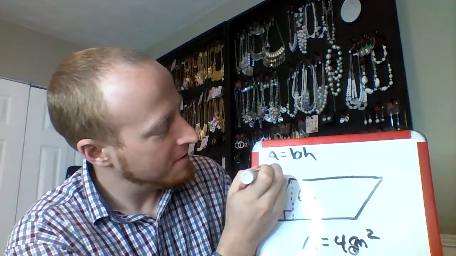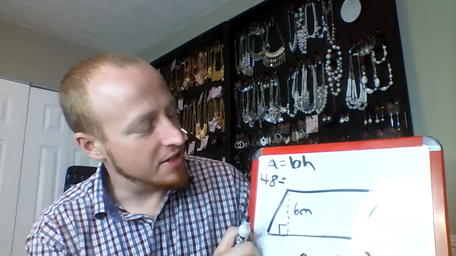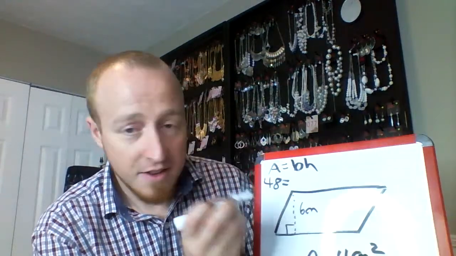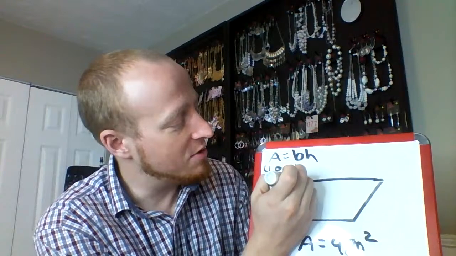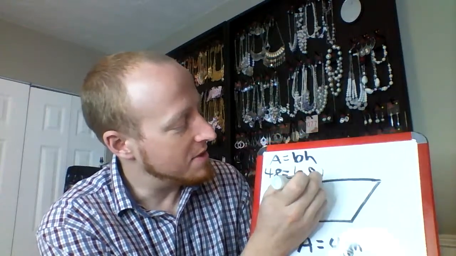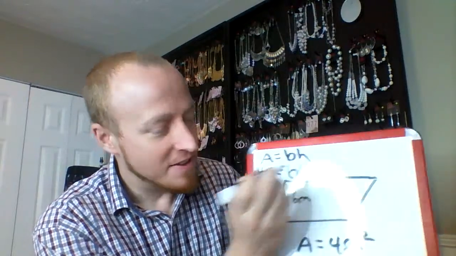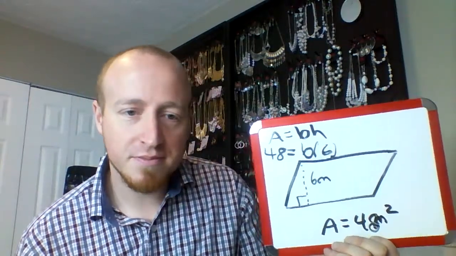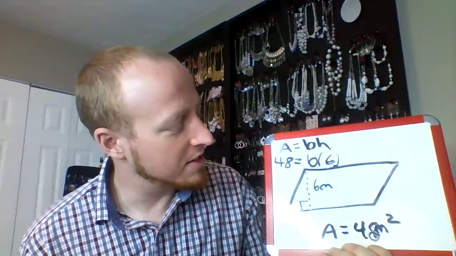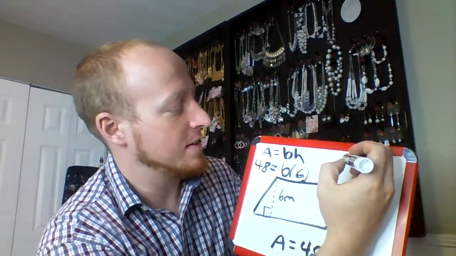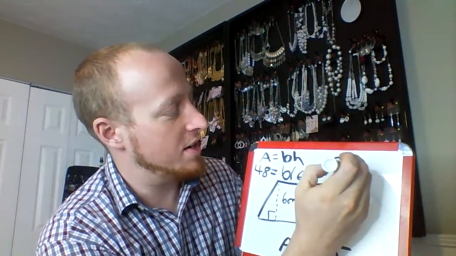Equals 6. 48 equals, is 6 the height or the base, you think? The height. It is. So it's going to be 48 equals B times 6. All right. And then what would I do? You would divide. Excellent. And get? 8. Excellent. 8 what?